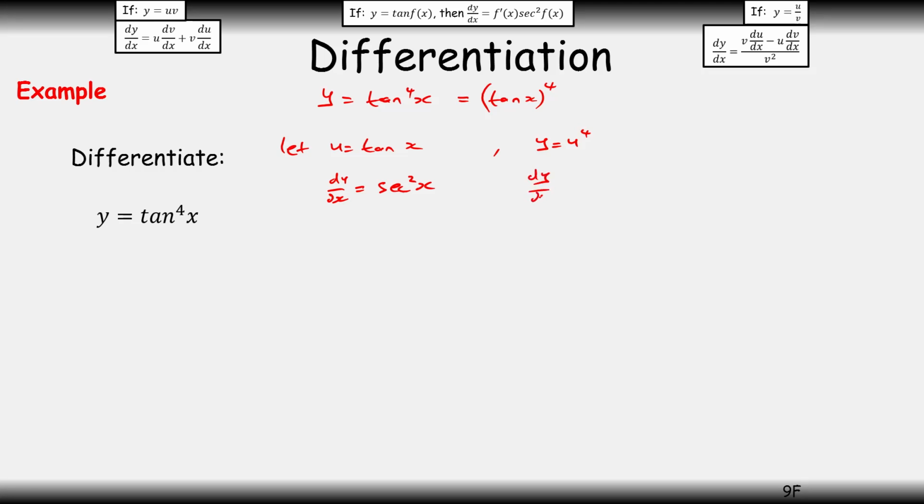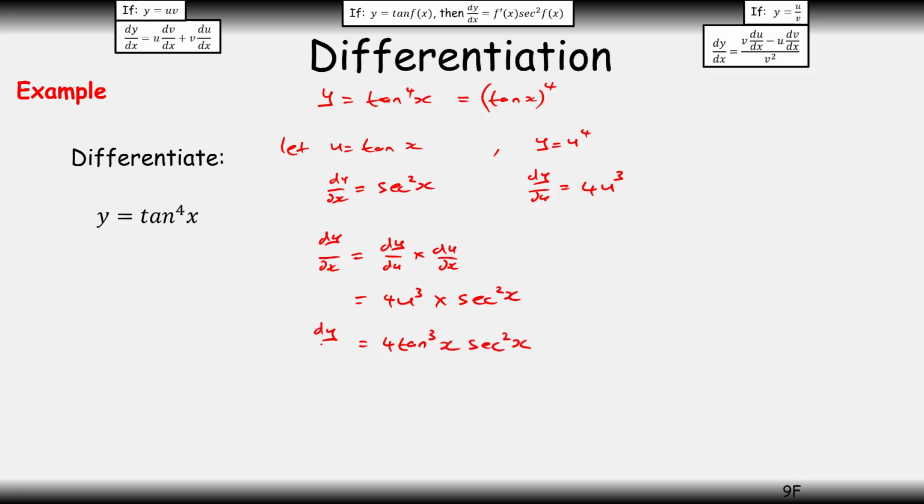So dy by du is equal to 4u cubed, which means that dy by dx is equal to dy by du times du by dx. So our chain rule, and if we sub in, we get 4u cubed times sec squared x. U is tan, so we've got 4 tan cubed x sec squared x. Okay, job done. Hit pause, copy the example down. When you're ready, hit play again.